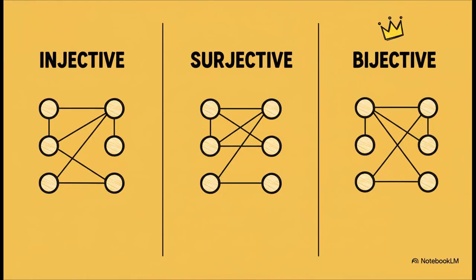Okay, exam tip time. You gotta know the fancy names for these. One-to-one, that's called injective. Onto, that's surjective. And what if you get a function that's both, you know, one-to-one and onto? That's called bijective. It's like a perfect pairing. Everyone has a unique partner, and no one is left out.